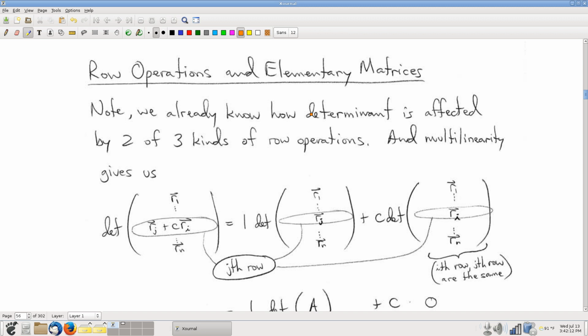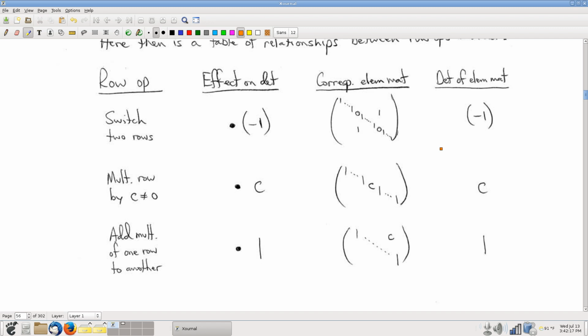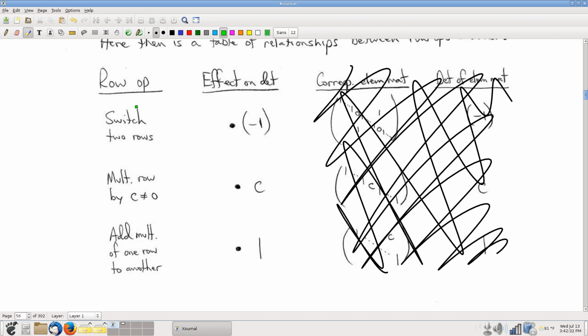That being said, it turns out we already know how the determinant is affected by 2 of the 3 different kinds of row operations. We haven't said this in this language exactly yet, but this is true. Now we're going to ignore this side of the table here for a moment. We'll come back to that in a few minutes. But we already know what happens when you do this row operation to a matrix, what the resulting effect on the determinant is. If you switch 2 rows of a matrix, the determinant gets multiplied by -1. That's our anti-symmetry property.